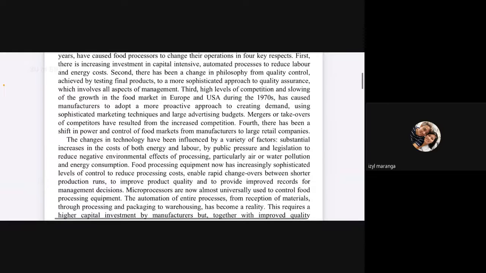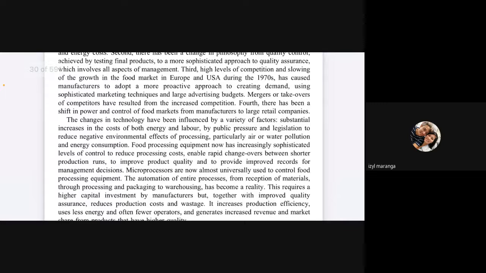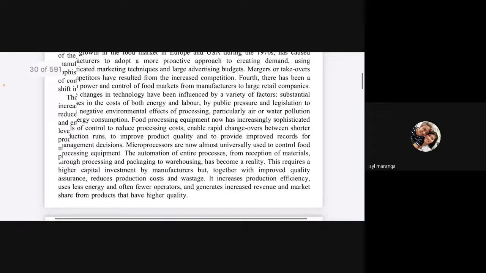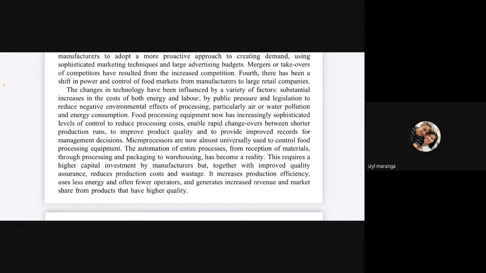Kaya tinatawag natin siyang good agricultural practice or good manufacturing practice, GMP. And third, high levels of competition and slowing growth of food market in Europe and in USA during the 70s. This caused a proactive approach to create demand using sophisticated marketing techniques and large advertising budgets. So sometimes, ang ating negosyo nagbabase sa ating marketing style or technique strategies. So that's also very important.